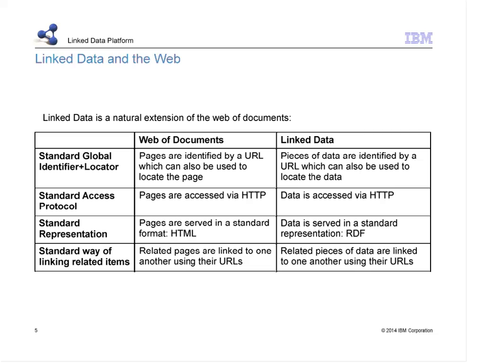So the first element, he says, use URLs to name things, also to access them. He's reusing HTTP to access the information. The only difference is now we need something that is broader than HTML. HTML is really targeted for pages, textual documents. Now we need something broader, and he proposes to use RDF, which allows us to represent any kind of data. And then he uses the same principle of hyperlinks to link different pieces of data that are related.